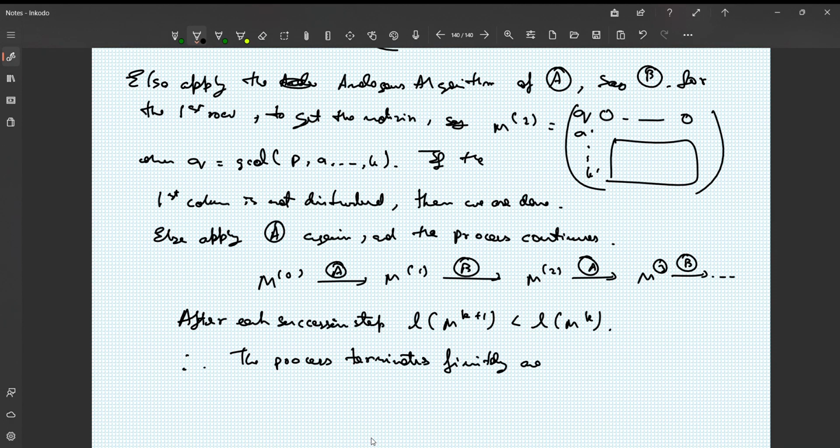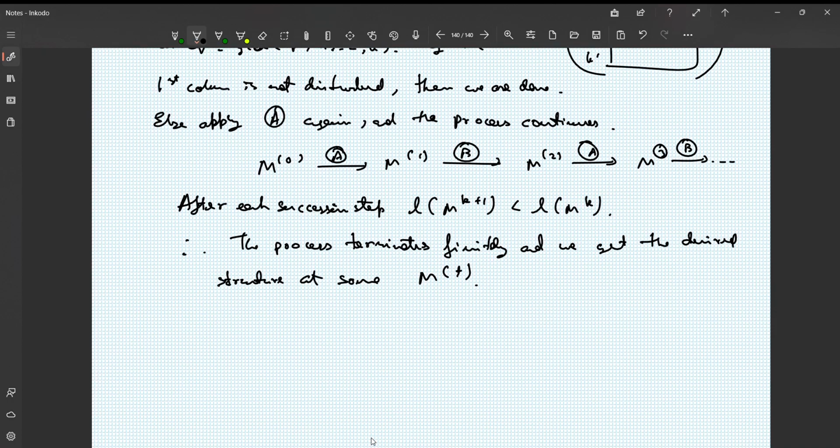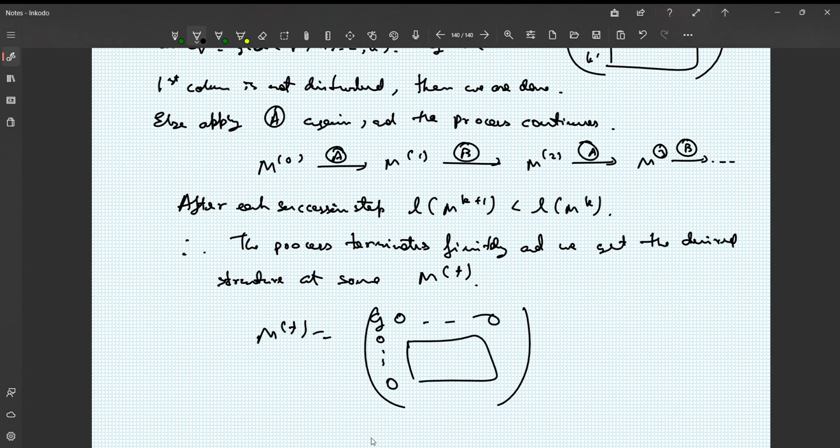Therefore, the process terminates finitely, and we get the desired structure, right? And we get the desired structure at some m, right?